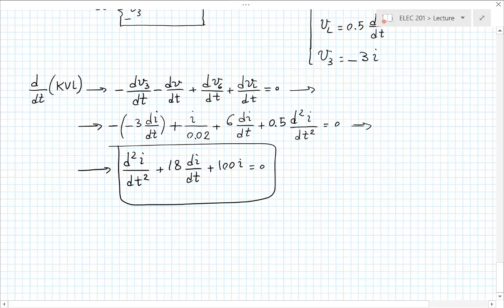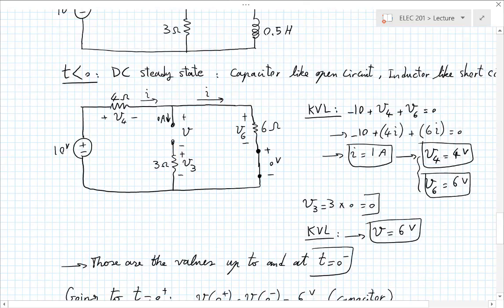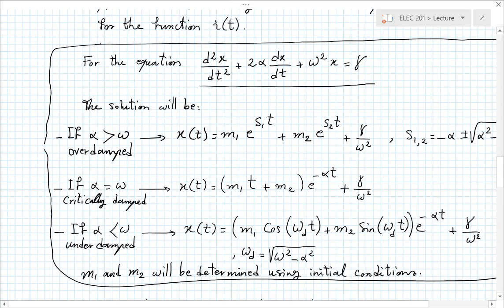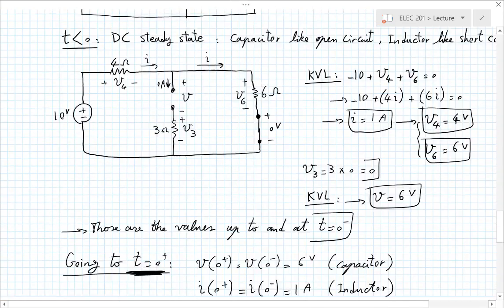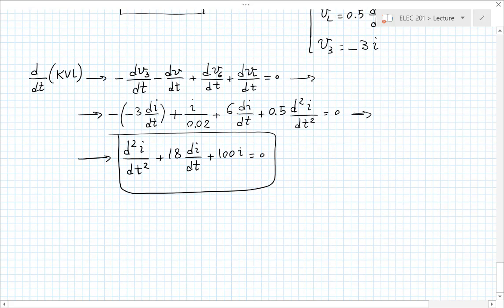And now I have real tangible numbers to work with. So going back to the formula for the solution to the equation there, you see that whatever multiplies the first derivative, we called it 2 alpha. And whatever multiplies the function itself, we called it omega squared. So my 2 alpha in this case is 18. So alpha is 9. And omega squared is 100. So omega is 10.